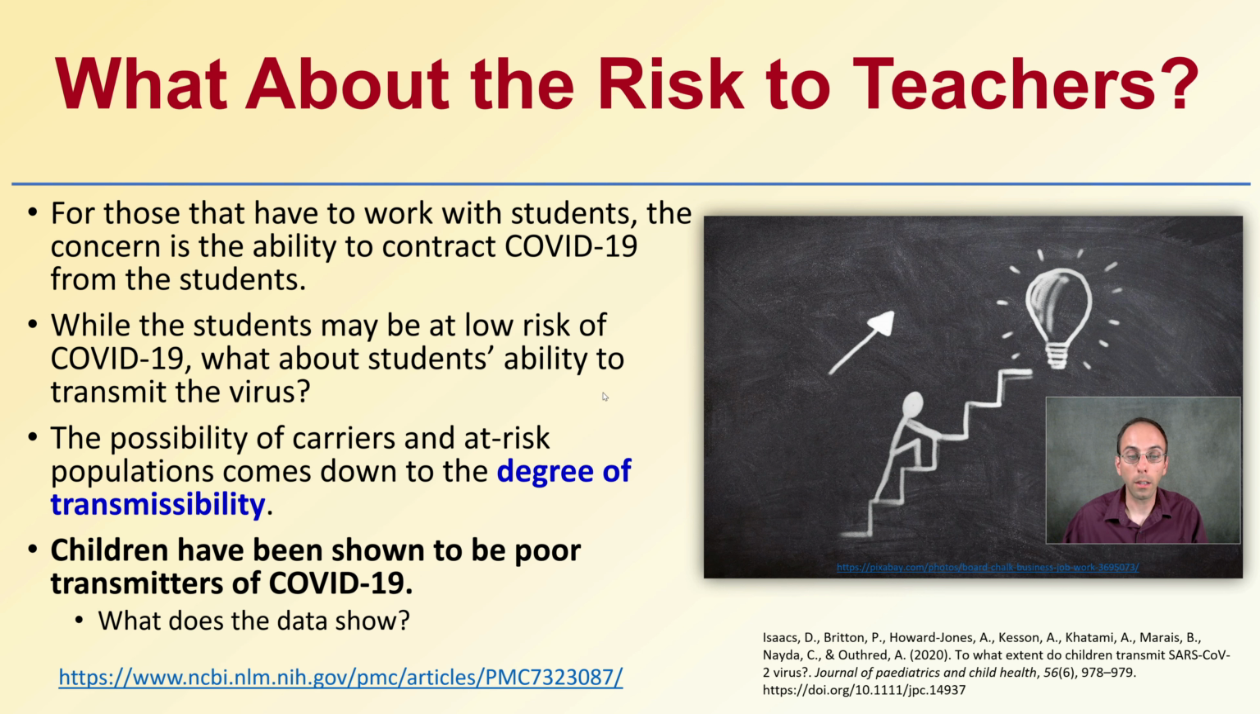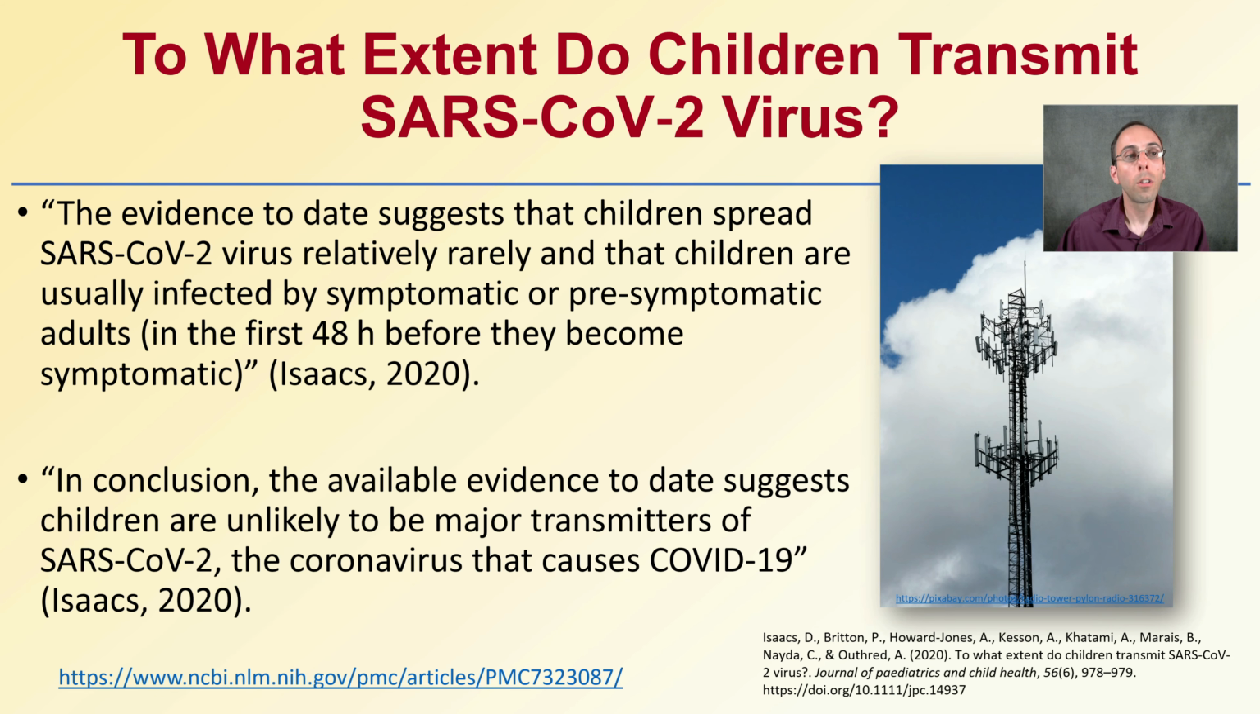We're looking at the data provided here and the source down here. What does this data actually show? To what extent do children transmit the COVID-19 virus? The evidence to date suggests children spread SARS-CoV-2, which is the COVID-19 virus, relatively rarely, and that children are usually infected by symptomatic or pre-symptomatic adults in the first 48 hours before they become symptomatic.